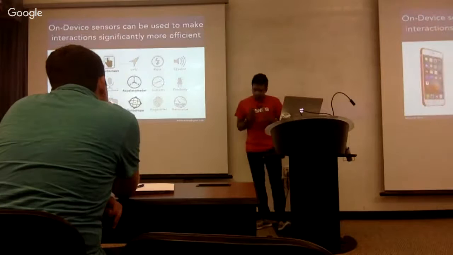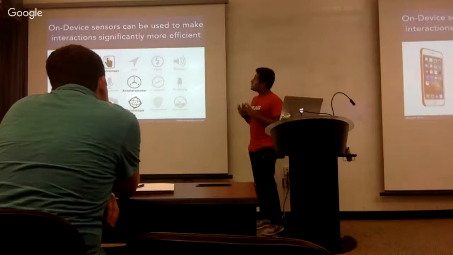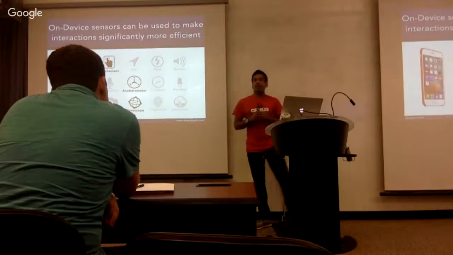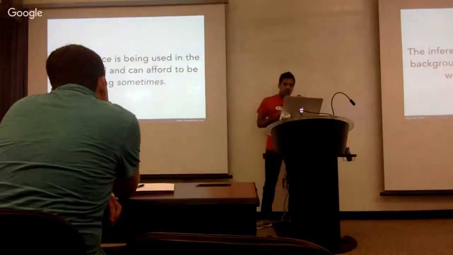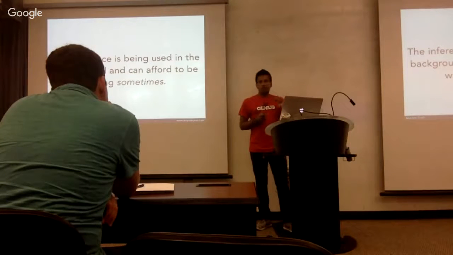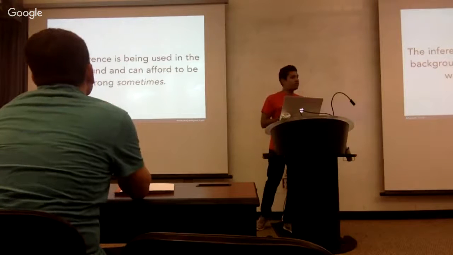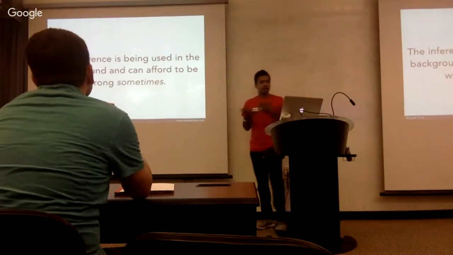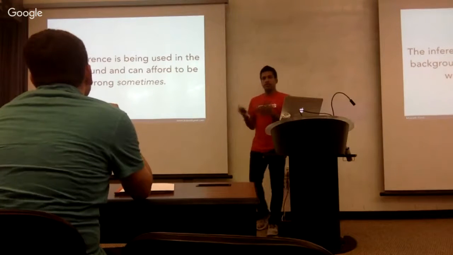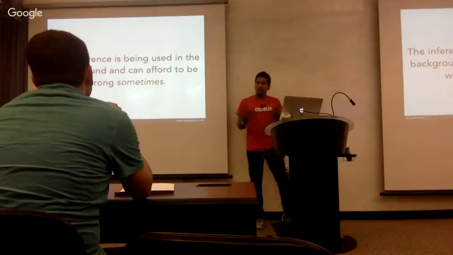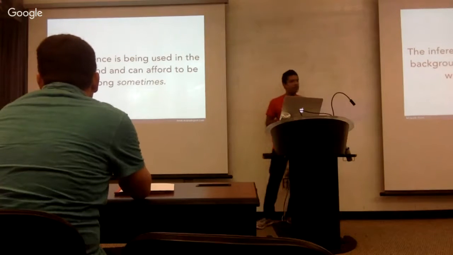So the thing I wanted to show you here is that the on-device sensors can be used to make interactions significantly more efficient. But there is an interesting point here. The inferences are being used in the background. The visual interface is not really changing on the basis of these inferences. For example, the underlying keyboard is changing, it's stabilizing or adjusting according to the grip. So even if context type is wrong sometimes, the user won't really notice.